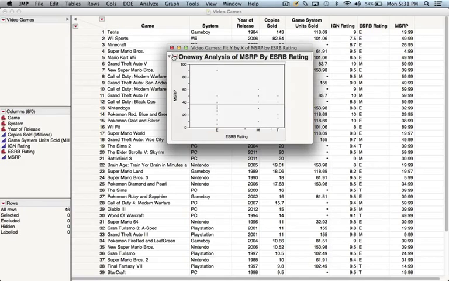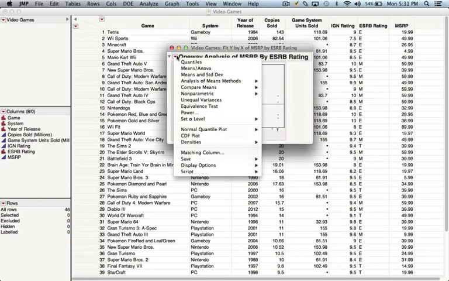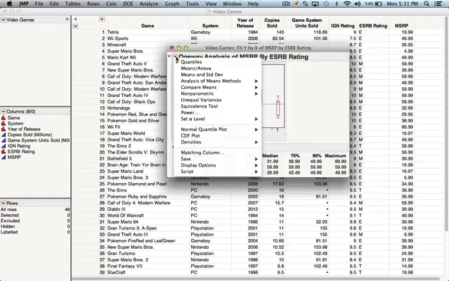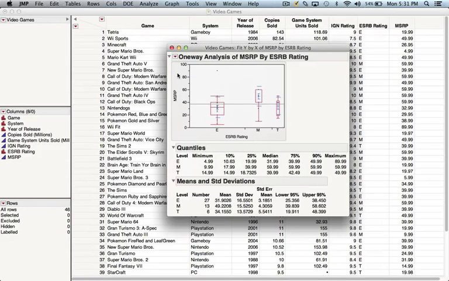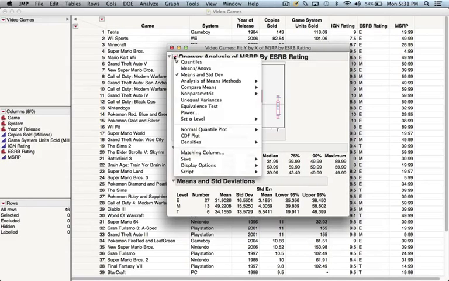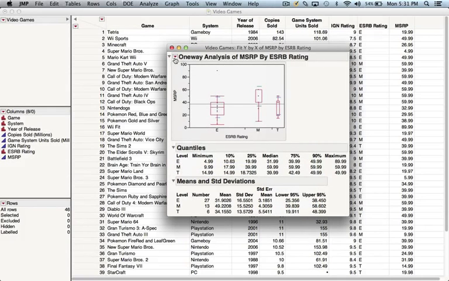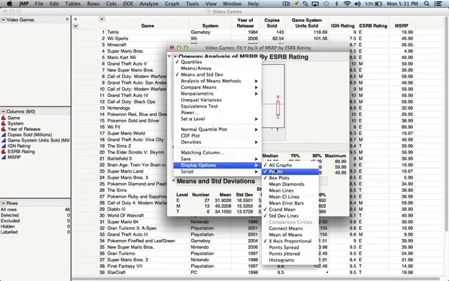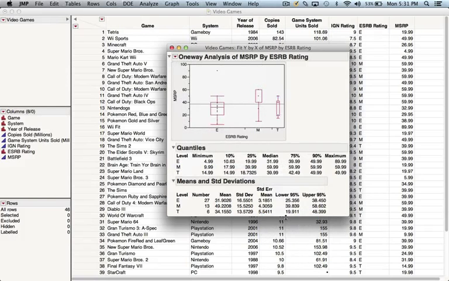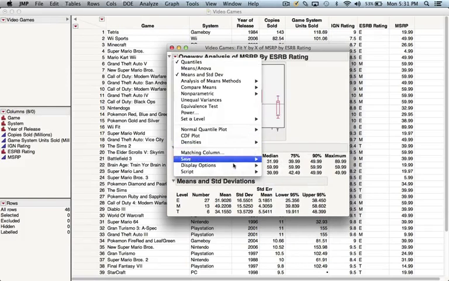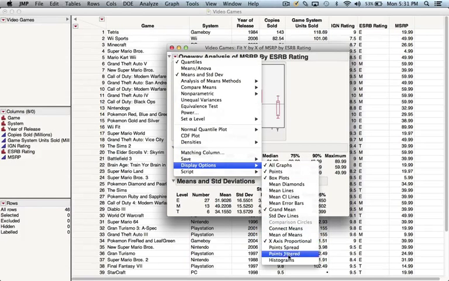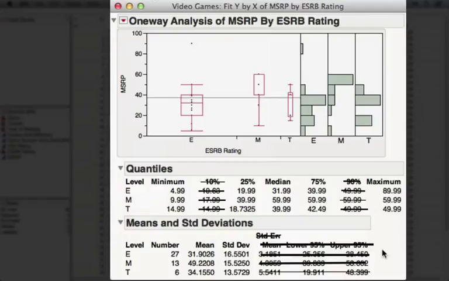I will go to the red triangle, select quantiles, and select means and standard deviations. Go to display options and unselect mean error bars and standard deviation lines, and select histograms. We now have a better view of this relationship.